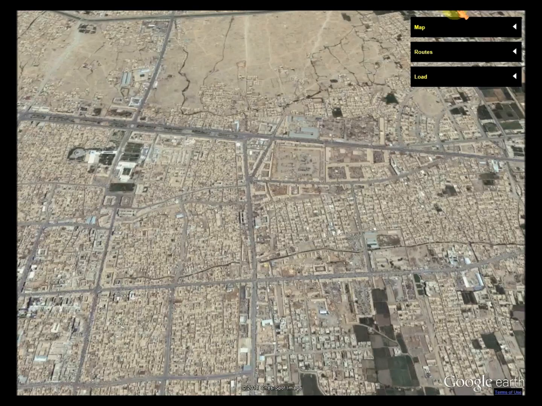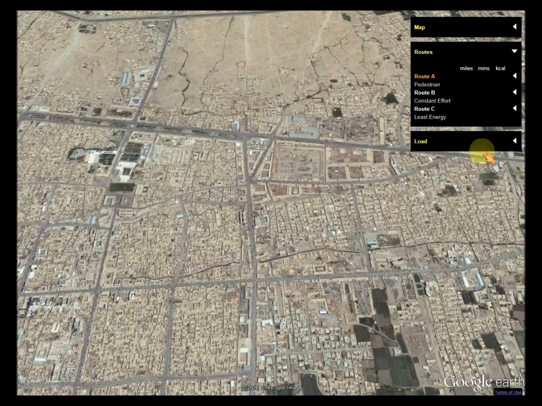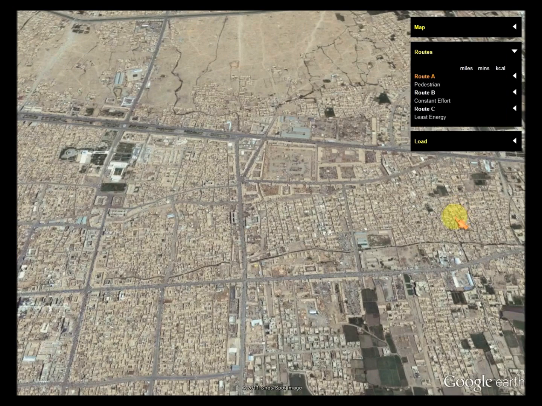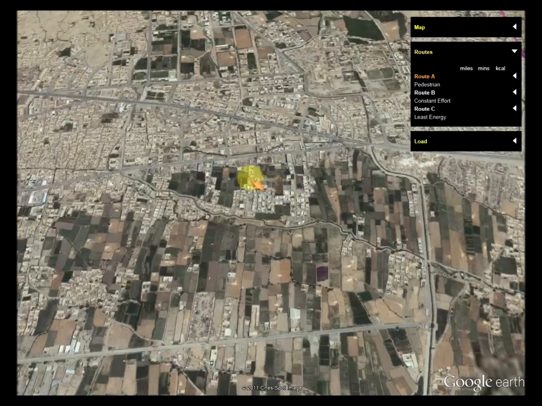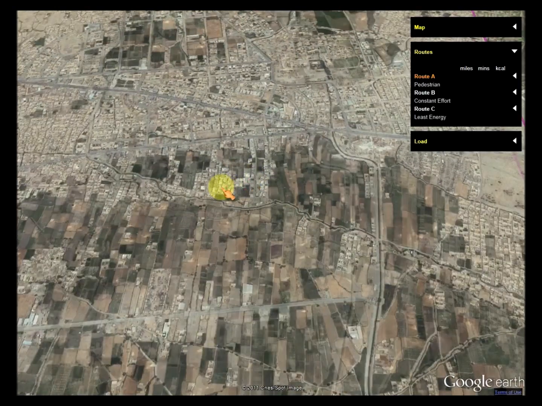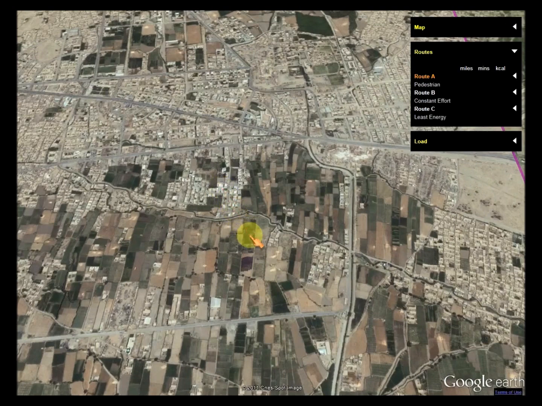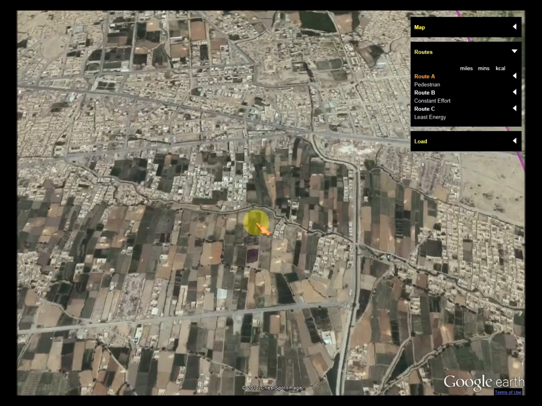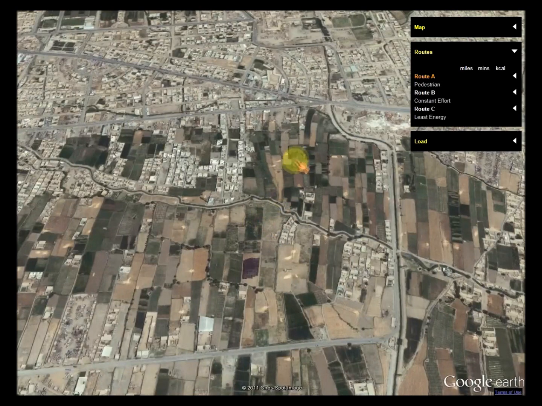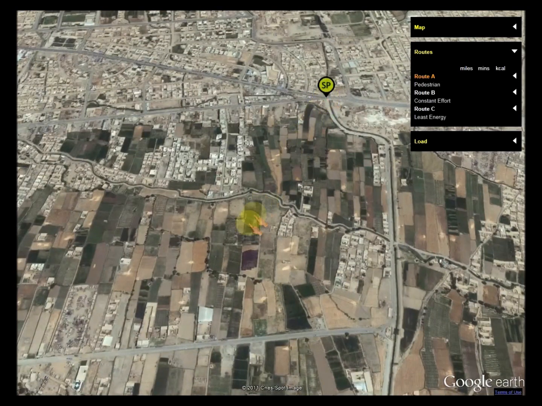Let's begin by demonstrating route analysis and selection. We are looking at high-resolution satellite imagery of Kandahar, Afghanistan. For the purposes of this demonstration, imagine that we are evaluating candidate routes from a raid location to a casualty collection point. To start, simply place a route start point and route endpoint by clicking.